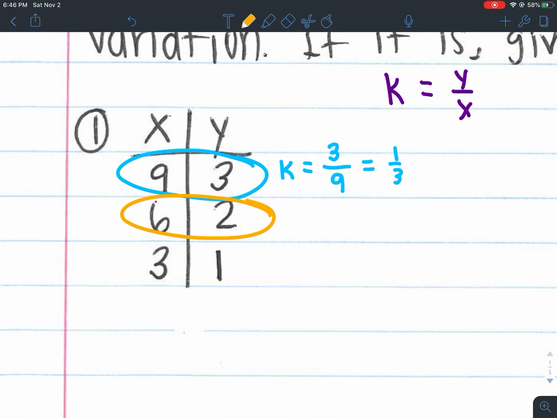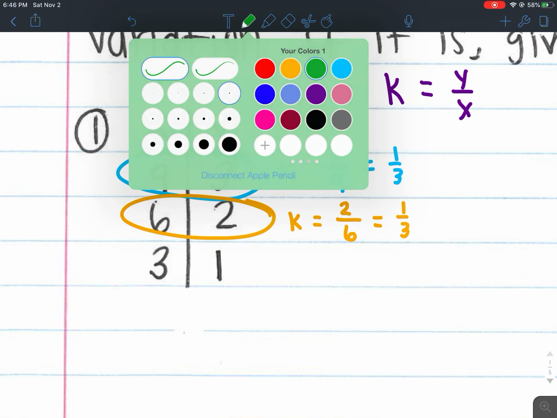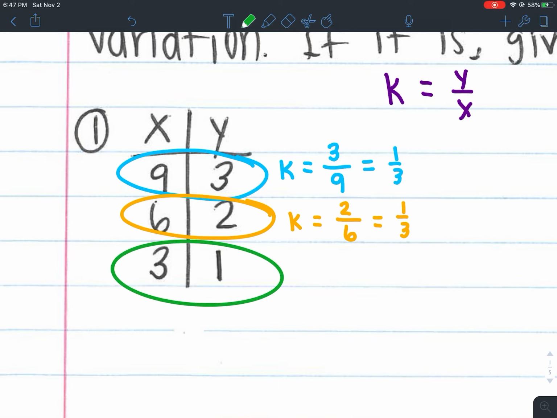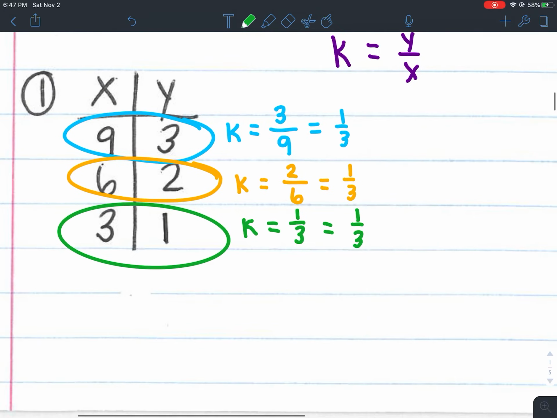Same thing. So you're not finding the slope, you're finding k. K equals y divided by x. So our y here is 2, and our x is 6. So y divided by x would be 2 divided by 6, which simplifies to 1/3. Then our last point in the table is 3, 1, but we always put y on top, right? Just like with slope, y is always on top. So we do 1 divided by 3, which just equals 1/3.